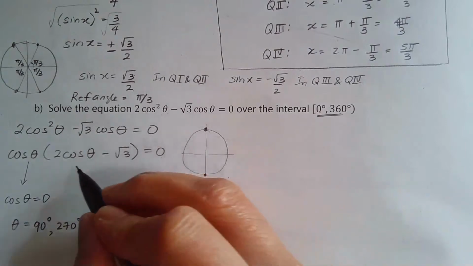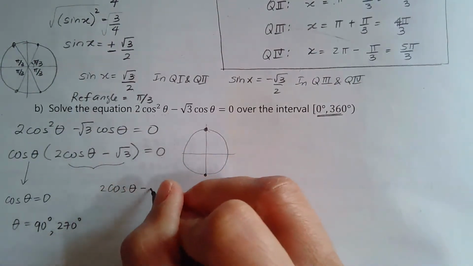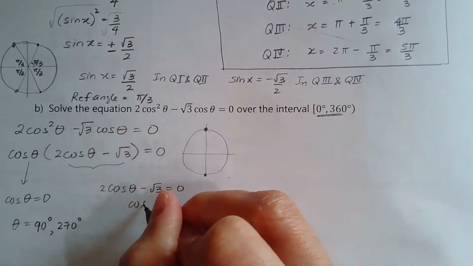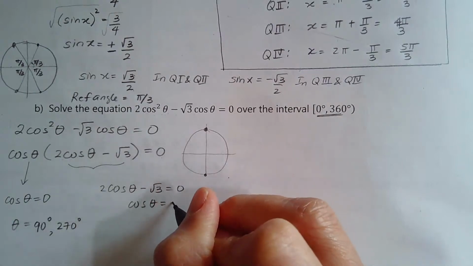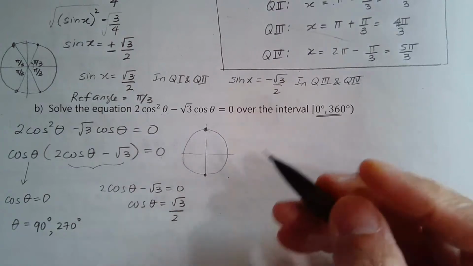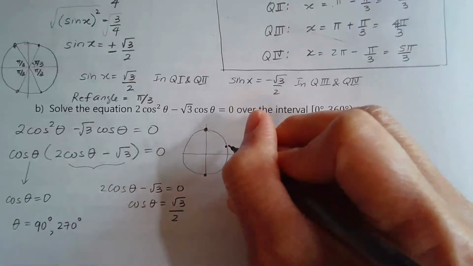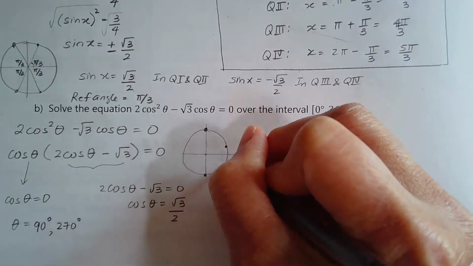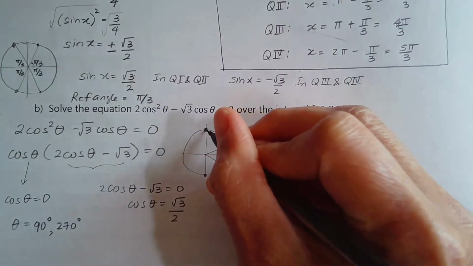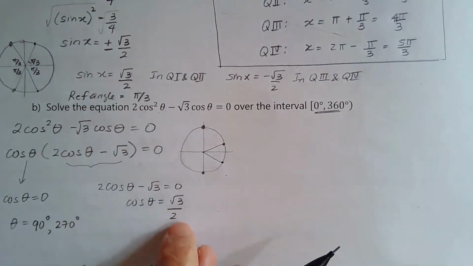Okay. Now for this part over here, 2 cos theta minus root of 3 equals 0. So solve this out. So cos theta equals root 3 over 2. Okay, now we have to look, well, where is cosine root 3 over 2? Root 3 over 2, that's a special angle right there, in quadrant 1 and right here in quadrant 2. So these are the places where cosine is going to be root 3 over 2.